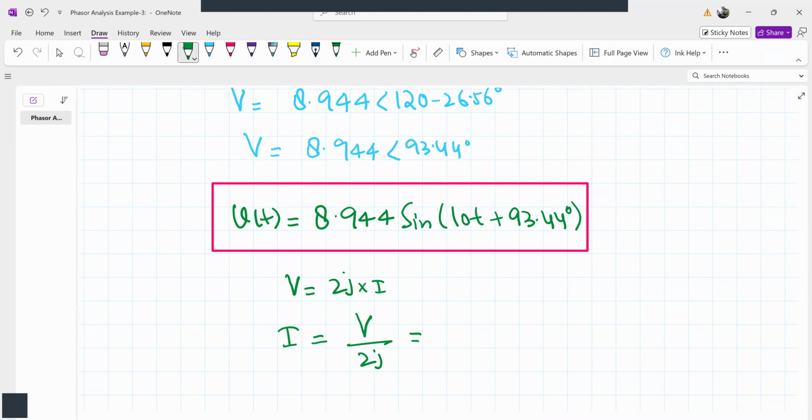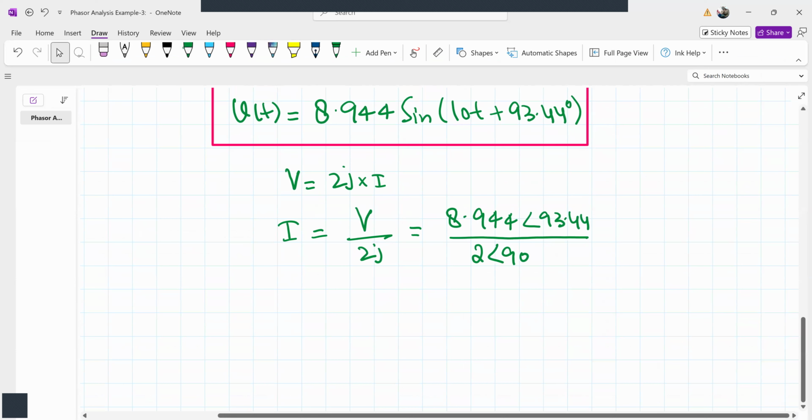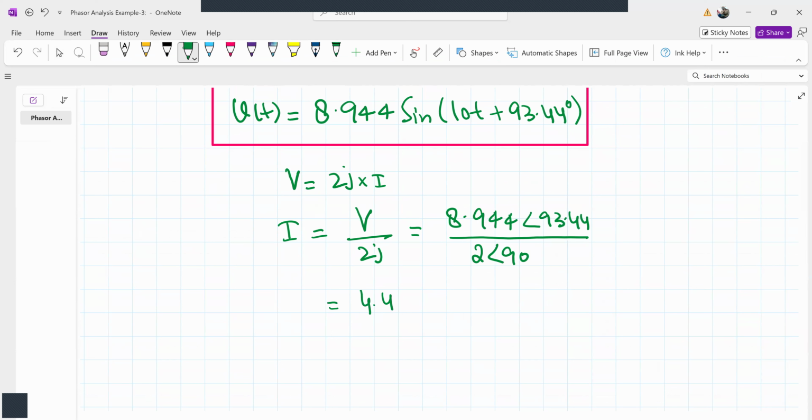Now how much is V? V is 8.944 at an angle of 93.44. Now we'll write 2j in polar form. The equivalent of 2j is simply 2 at an angle of 90 degrees. So if we simplify this, 8.944 divided by 2 will simply be equal to 4.472.